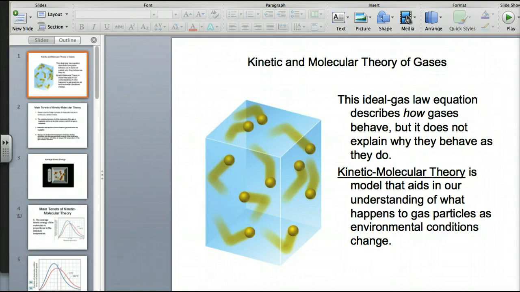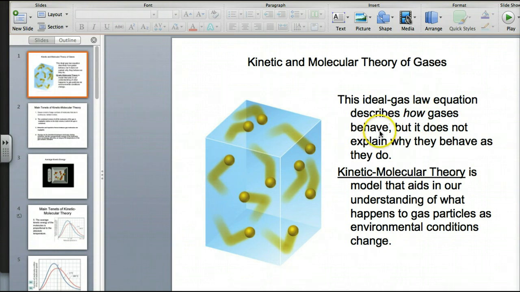All right, this is the second lecture of the same series, Kinetic and Molecular Theory of Gases and Graham's Law. I'll be spending time on Graham's Law here and then going to our homework ditto that I gave you. But before we go forward in Graham's Law, we have to show what kinetic and molecular theory was all about. As I say in this slide, this ideal gas law equation describes how gas laws behave.